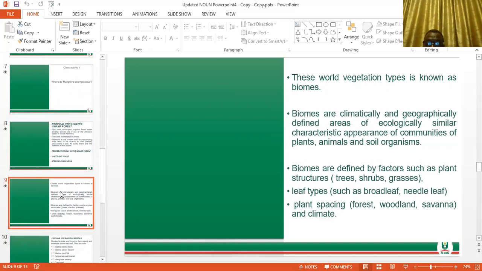Biomes are climatically and geographically defined areas of ecologically similar characteristics and appearance of communities of plants, animals, and soil organisms. They are defined by factors such as plant structure, which can be trees, shrubs, and grasses, the leaf types, such as broadleaves and needle leaves, plant spacing, like forest, woodland, savanna, and so on and so forth.